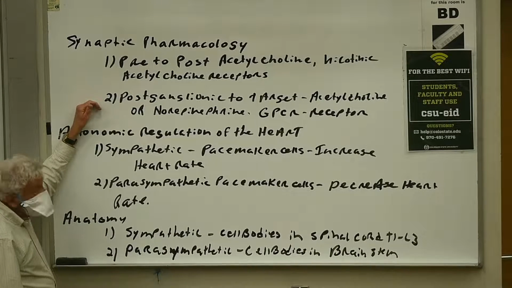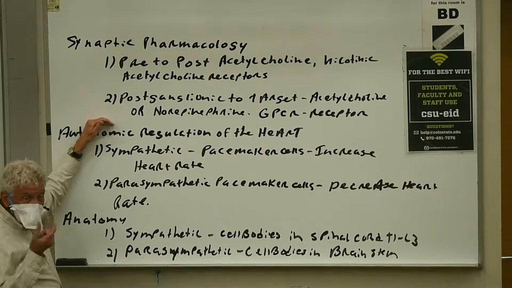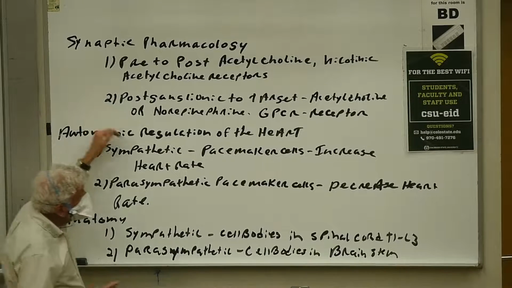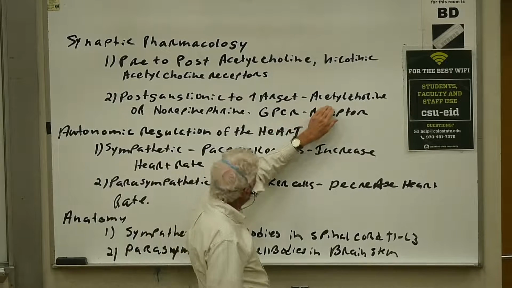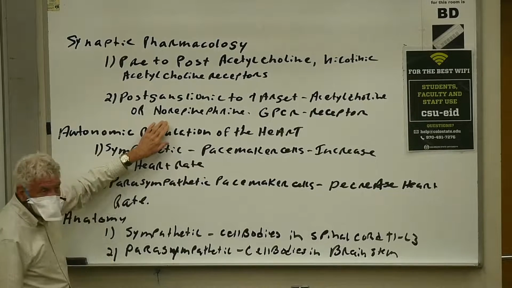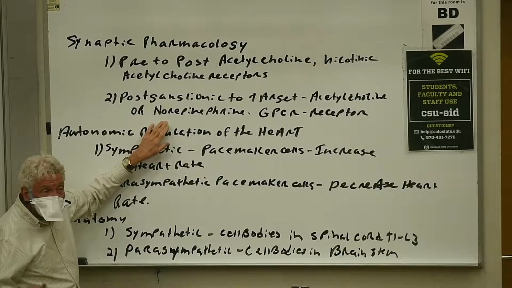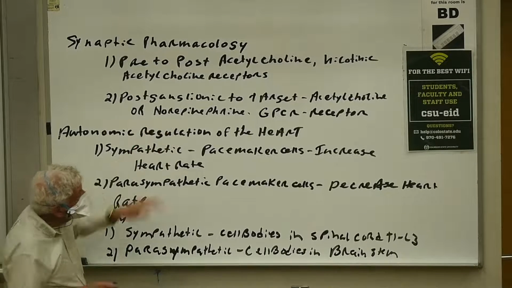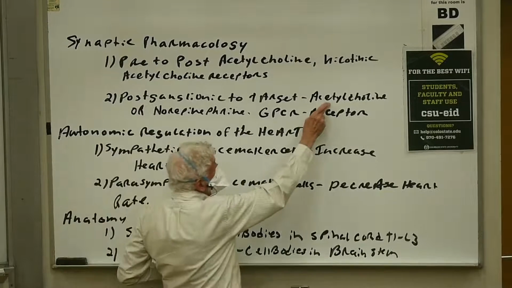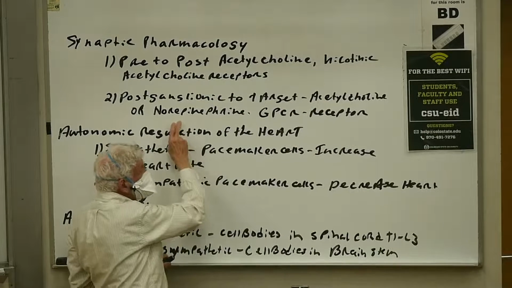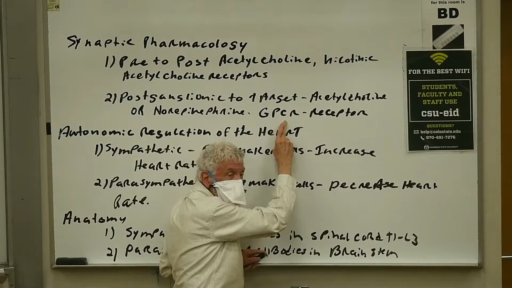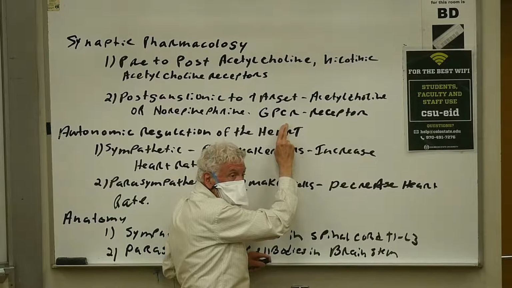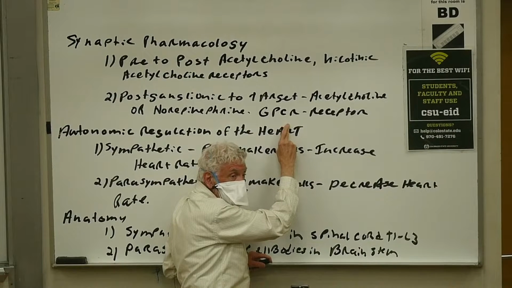Then the postganglionic neuron releases a neurotransmitter to the target. It can either be acetylcholine or it can be norepinephrine, and we'll see that's where we begin to see the distinction between the sympathetic and parasympathetic branches. But whether the neurotransmitter is acetylcholine or norepinephrine, the receptor will be a G protein coupled receptor. These G protein coupled receptors we learned about in the endocrine system.